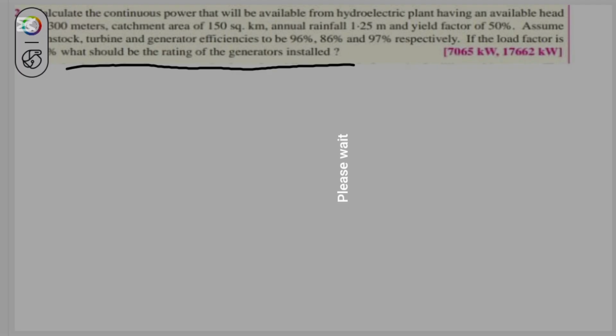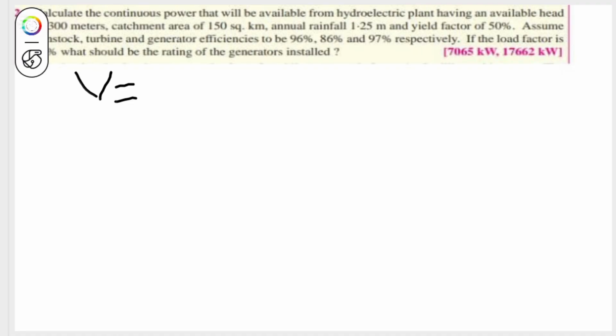So you have to take note of this. The first thing that I'm going to do is that I have to first find the annual water that is available. So now if I'm to find the annual water that is available, I'll say the volume should now be equal to 150 times 10 raised to the power of 6, which is 150 square kilometers, which is the area.